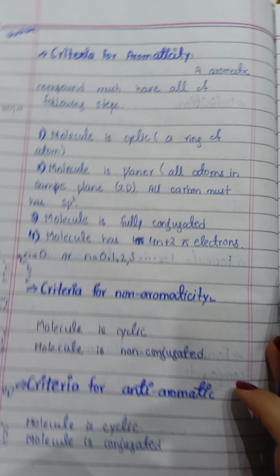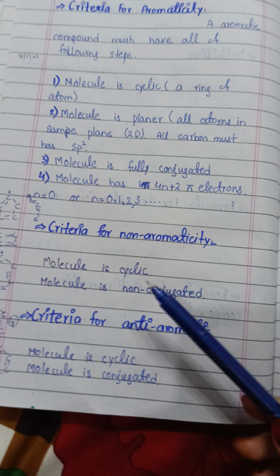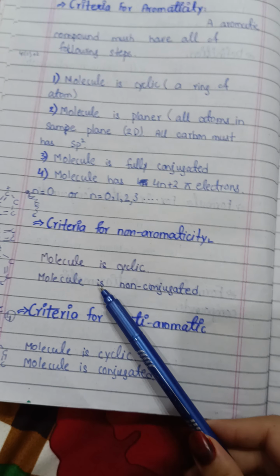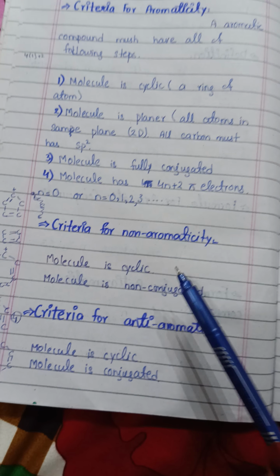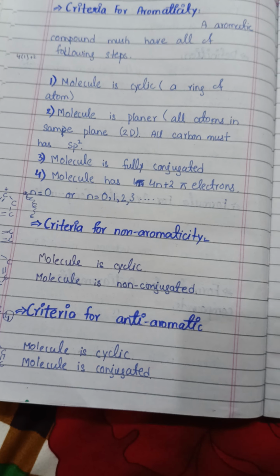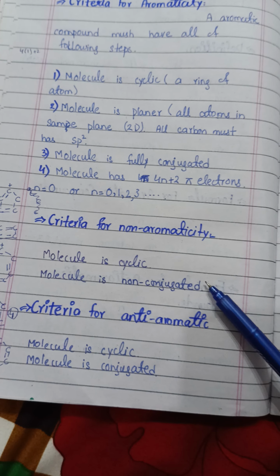Now the criteria for a non-aromatic compound: the molecule should be cyclic, but the molecule has no conjugation in it, meaning the molecule has no resonance in it.